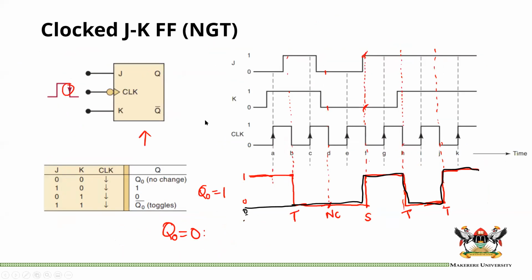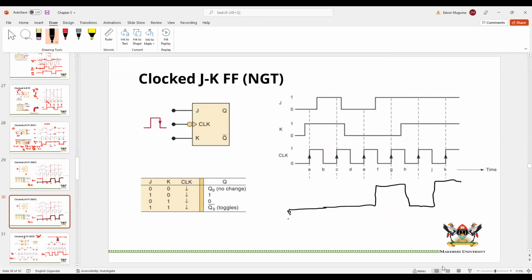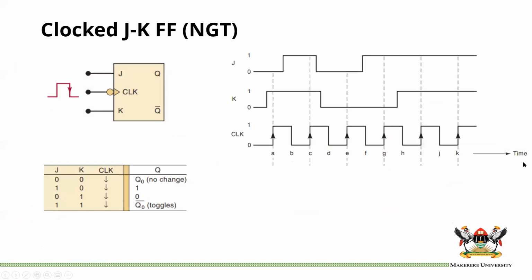So let me try and create a new diagram. I'm just going to use this one for those of you who didn't get the JK flip-flop. So we have a new JK flip-flop. In fact, we are going to look at two examples, NGT and PGT. Let us start with the PGT, which is actually the previous example.